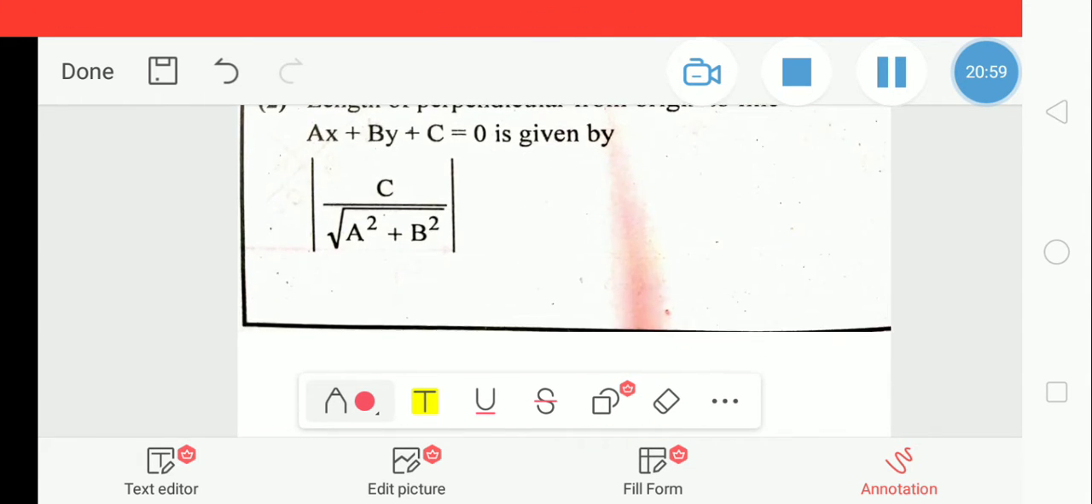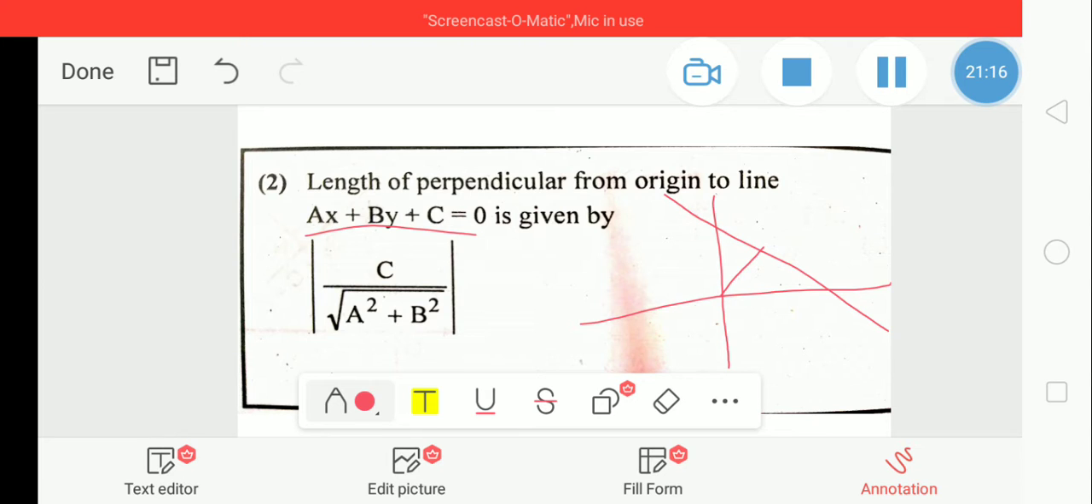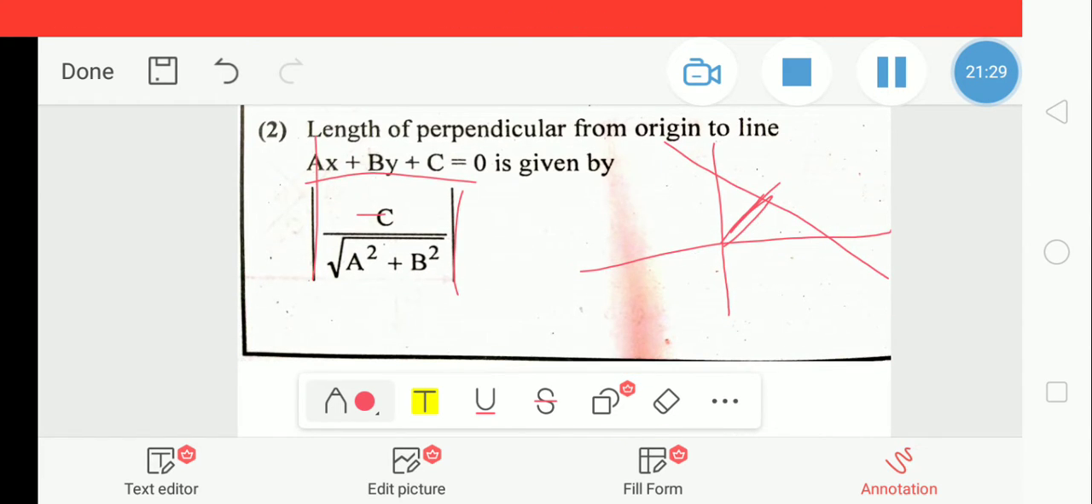Now another, the perpendicular distance from the origin to the line ax plus by plus c equal to 0. Now we are finding the distance from the origin to the line, so this point is the origin, meaning 0, 0, so this gives c, the constant, divided by under root a square plus b square, in mod.